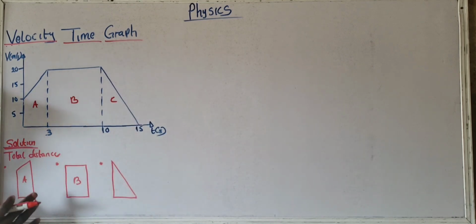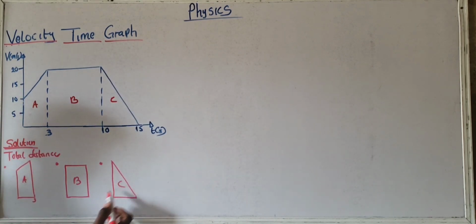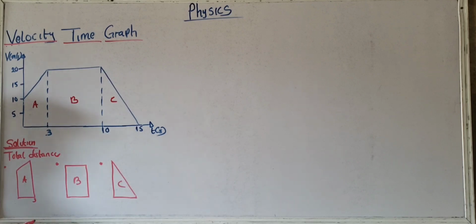You can see that I've already divided the shape into segments. This is C. Now, pay attention. C. What is the name of this shape? Okay, let us not put the numbers now. What is the name of shape A? Shape A is a trapezium, you understand?